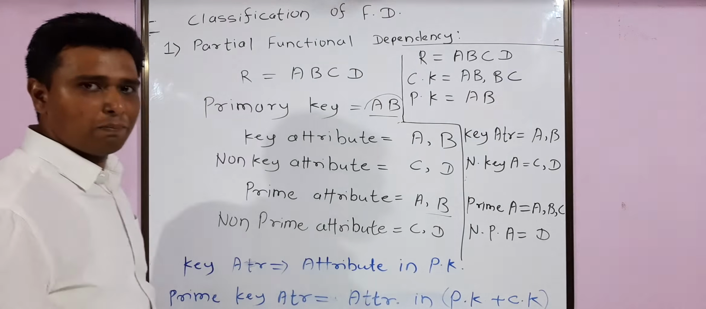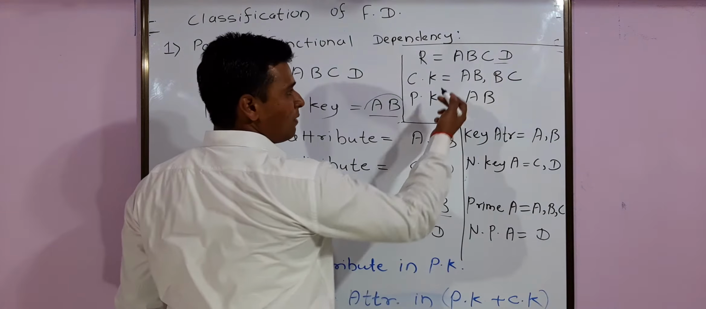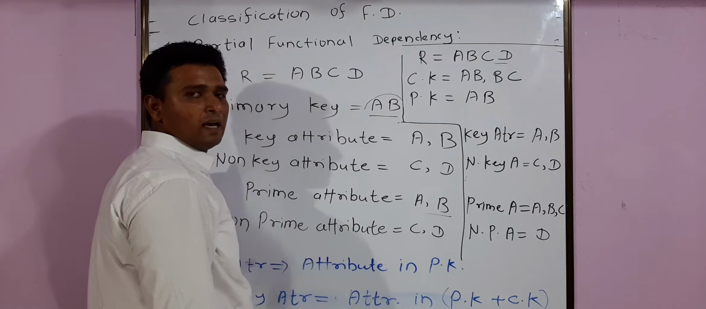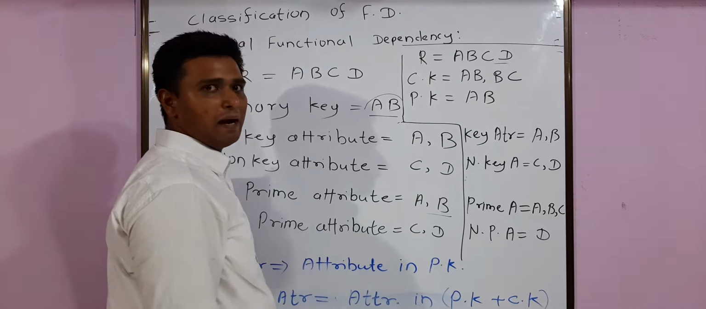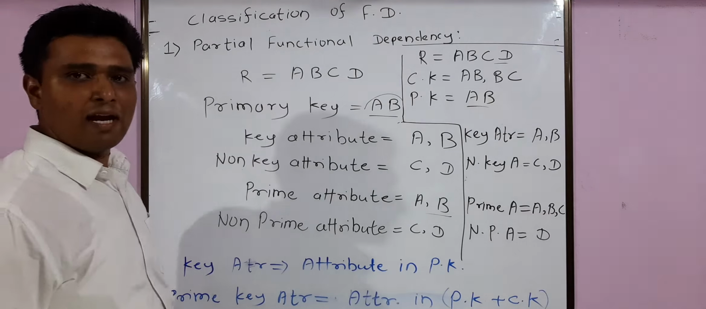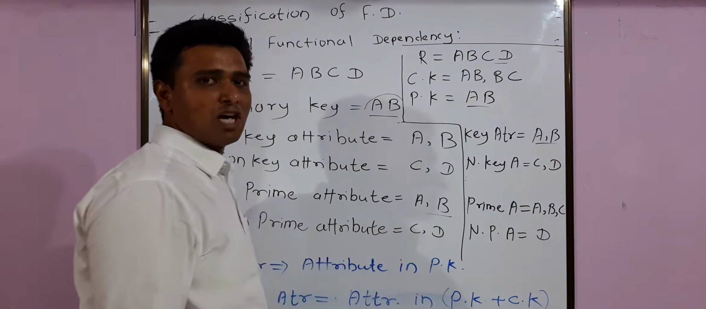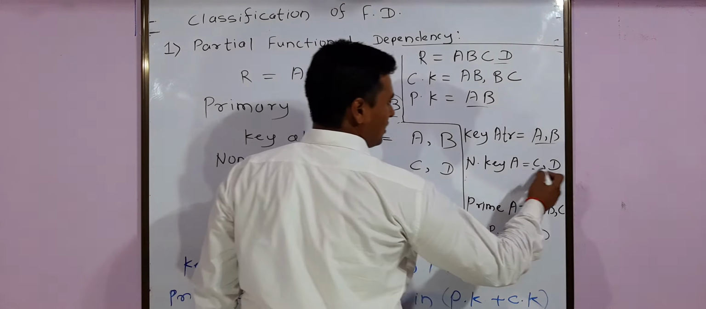Now look at another example where we have the same relation ABCD and we have candidate keys AB comma BC. So in this case we have two candidate keys AB and BC, and the primary key is defined as the same, that is AB. So here the key attributes are the attributes in the primary key, those are A and B, and the non-key attributes, which are not in the primary key, are C comma D.